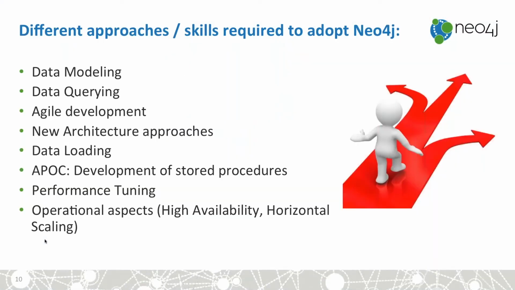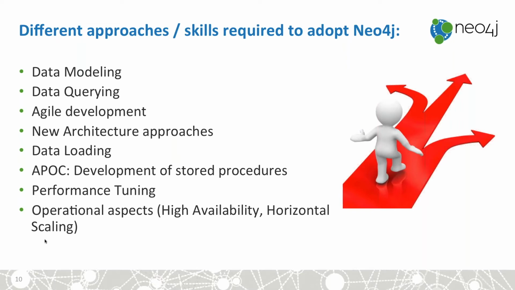So having said all of that, what different approaches and skill sets are then required to adopt Neo4j as a graph database? First of all, graph data modeling is very different to relational concepts. It is not anymore about entity relationship models with physical and logical databases. Data querying is different. Instead of joining in the relational concept, it is about traversing a graph. All the relationships are already materialized in the native graph database.